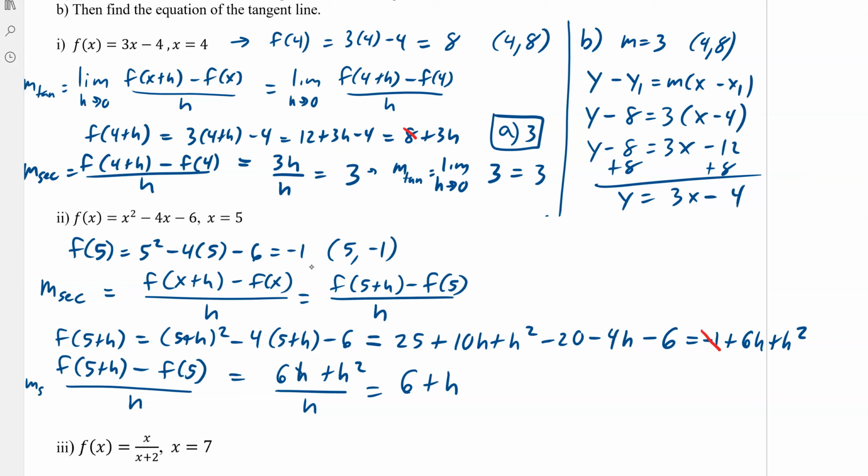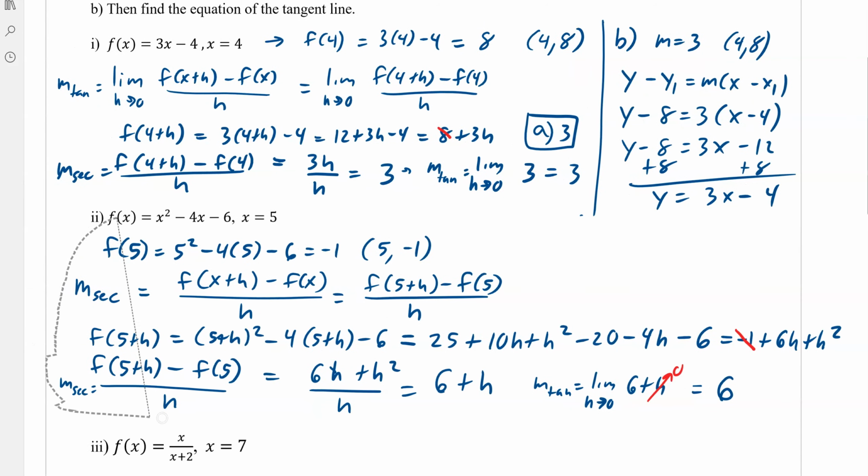Okay, now we're going to do the slope of the tangent, and so that's just the limit as h approaches 0 of 6 plus h, and it's always quick. You just say, oh, you're 0, and you move on. So the slope is 6. Okay, so that is part A.